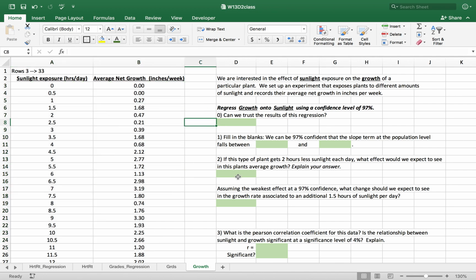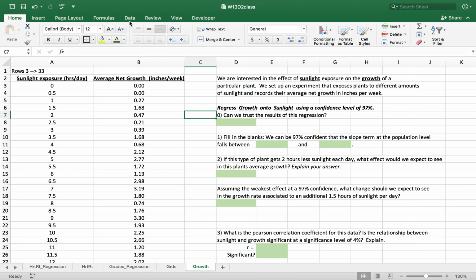We want to look for whether or not we have a relationship between them, and if we do, we're going to try to describe what that relationship is using a regression line. So we're going to get started by regressing this growth variable, which is in column B, onto the sunlight exposure. All right, so again, give yourself a chance to test today. Pause the video, see if you can run this regression analysis.